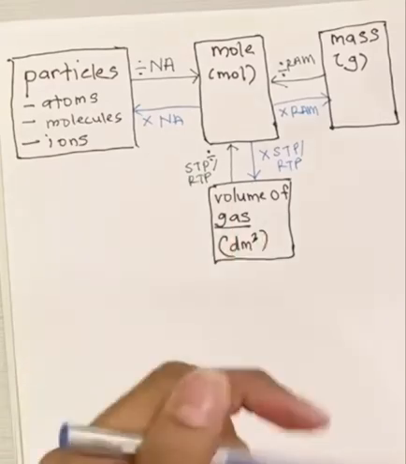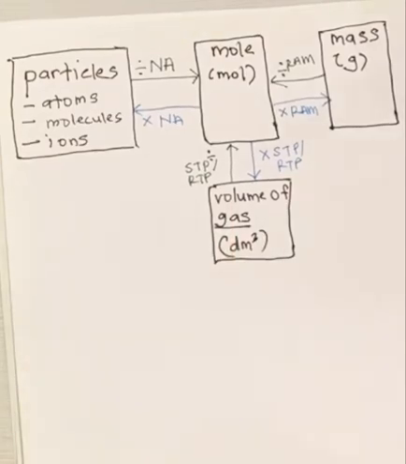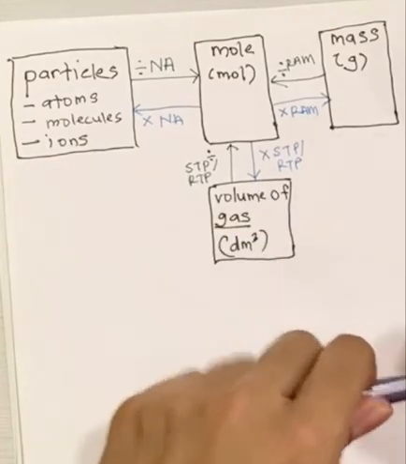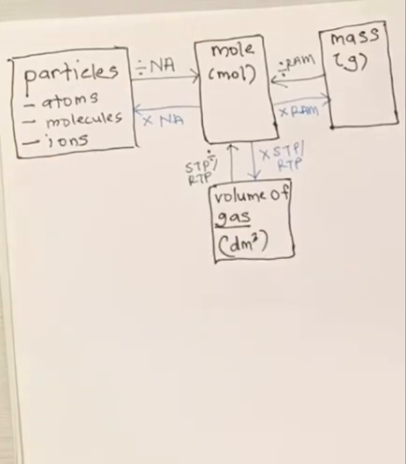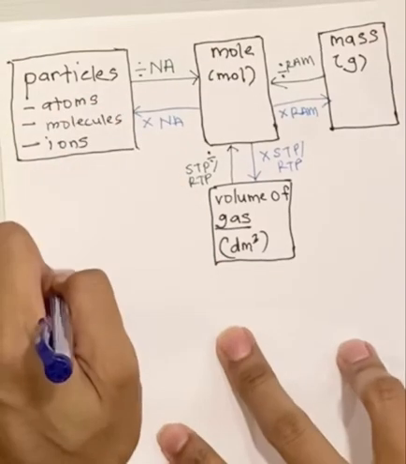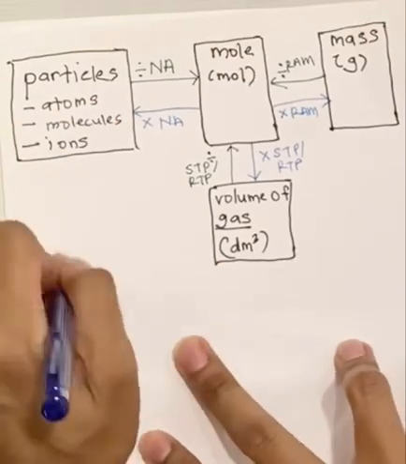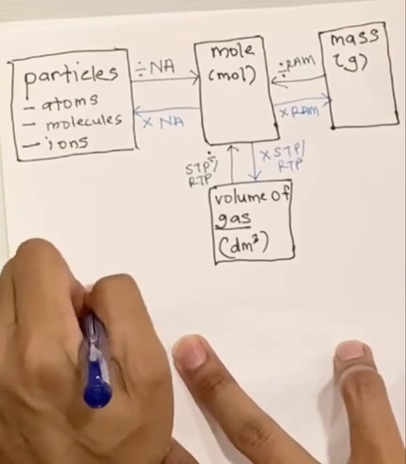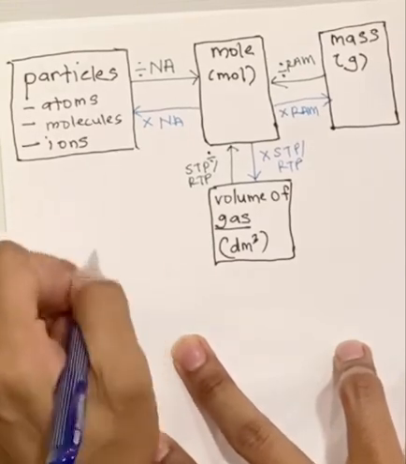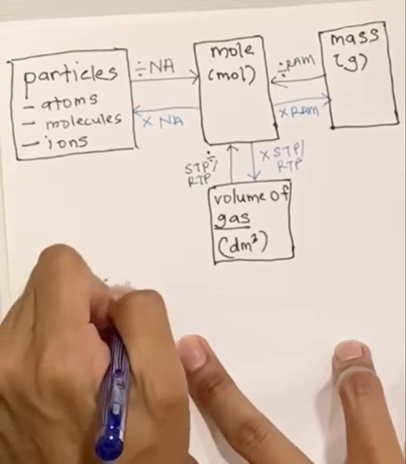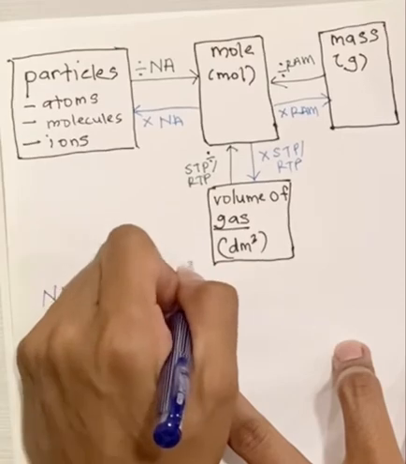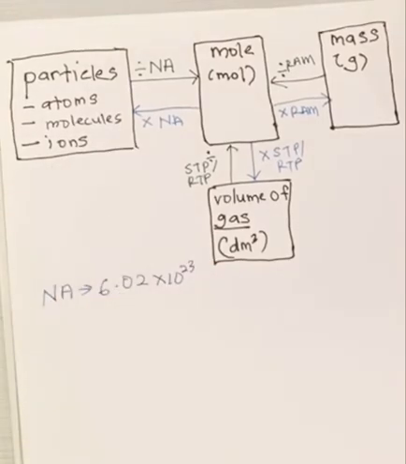Okay, next thing is I'm going to define the constants. Firstly, what is Avogadro constant? So Na, that stands for 6.02 times 10 to the power of 23. Okay, so what is Avogadro number?